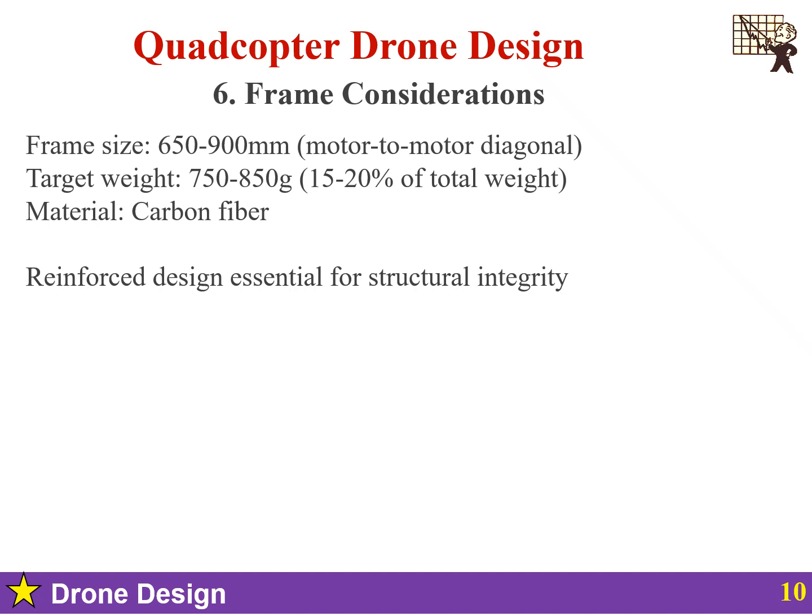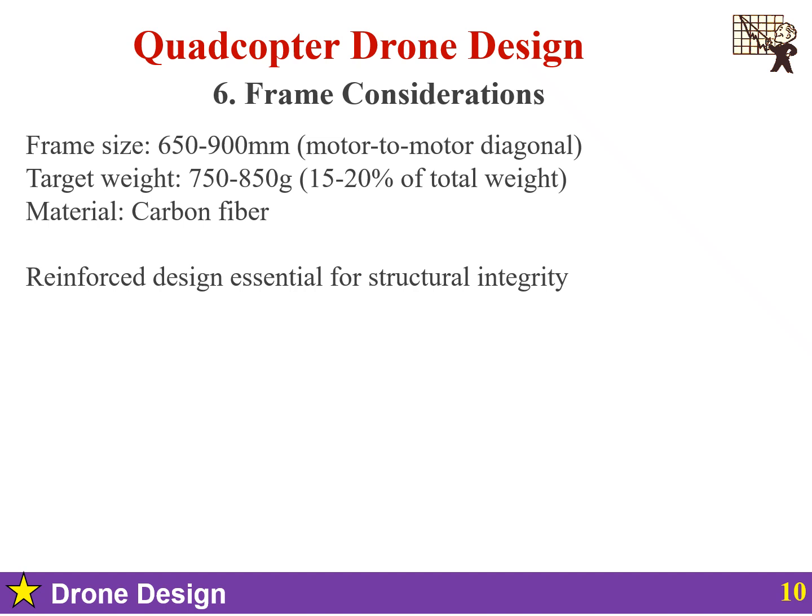The second is material selection. Carbon fiber is mandatory, but specific layup matters. Unidirectional carbon for arms, for maximum lengthwise bending strength. Woven carbon for plates, providing multidirectional load distribution. Typical specifications: 3K carbon fiber, twill weave, 400 gram.